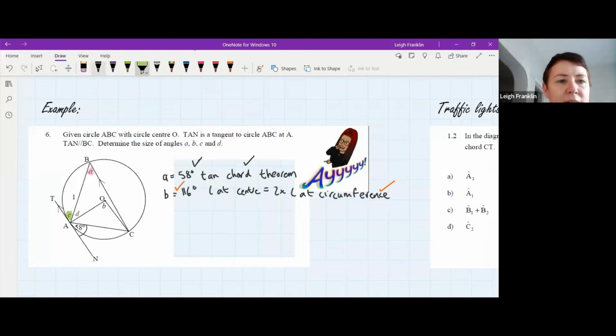Okay. Can someone tell me what you think C is? 58. Good. And why is it 58? Alternate angles. That's it. Perfect.